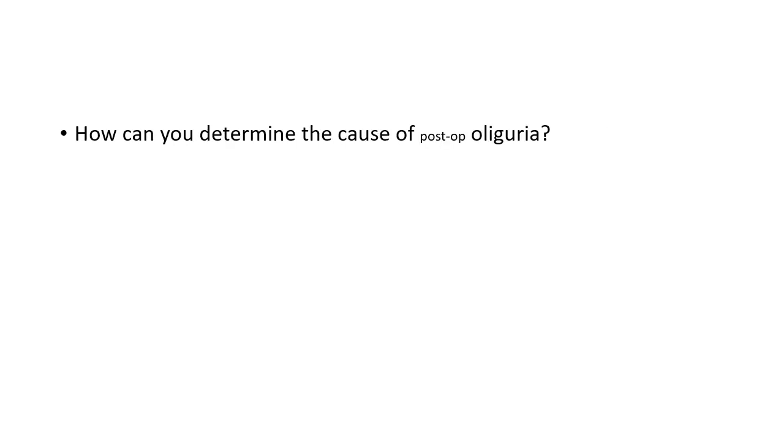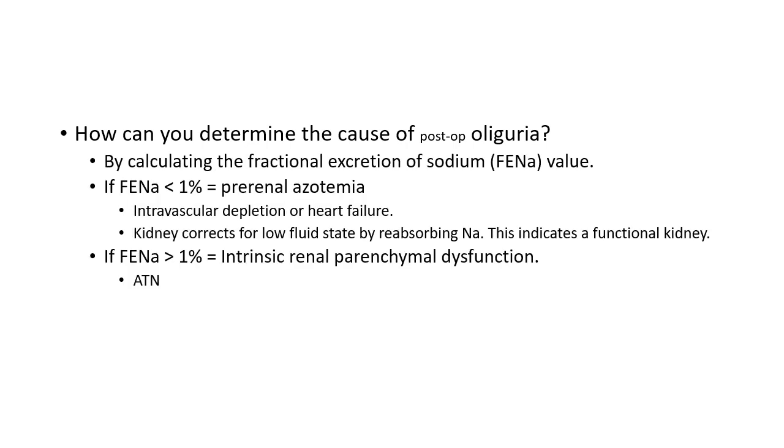How can you determine the cause of post-op oliguria? This is accomplished by calculating the fractional excretion of sodium value, or FeNA. If an FeNA is less than 1%, that equals pre-renal azotemia.